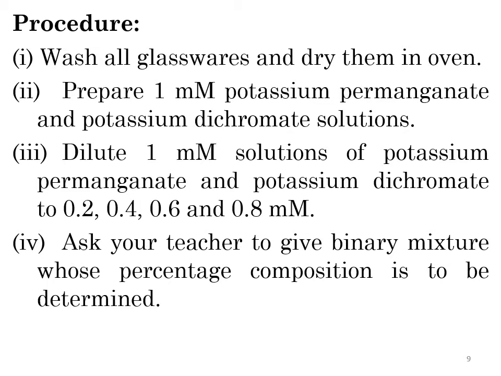Then you need to dilute the 1 millimolar solutions of potassium permanganate and potassium dichromate to 0.2, 0.4, 0.6 and 0.8 millimolar. It means you have to prepare five solutions with different concentrations of each of potassium permanganate and potassium dichromate. And you will also be provided with a binary mixture whose percentage composition is to be determined. This binary mixture will be prepared by the examiner.